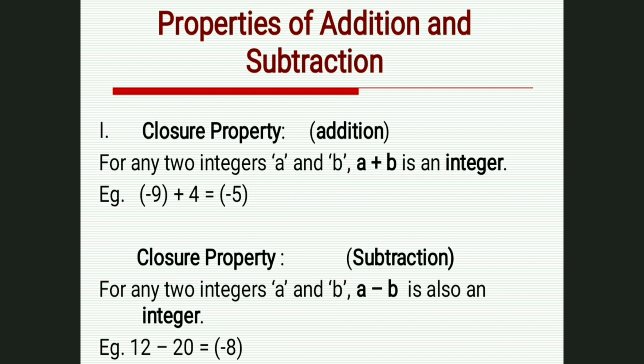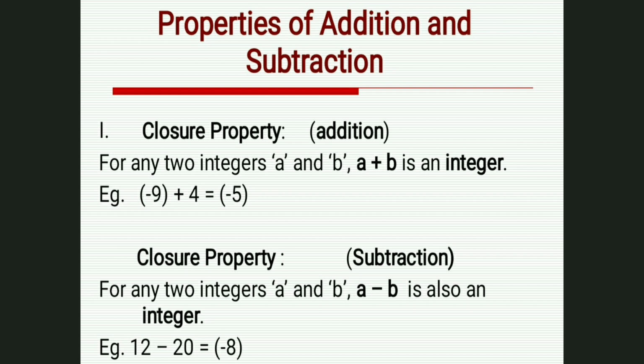So children, now let us start with closure property for addition. When we are adding any two integers, we get an integer as the answer. That means if I am adding any two integers, suppose -9 plus 4, that is equal to -5. That means for any two integers a and b, a plus b is an integer only.